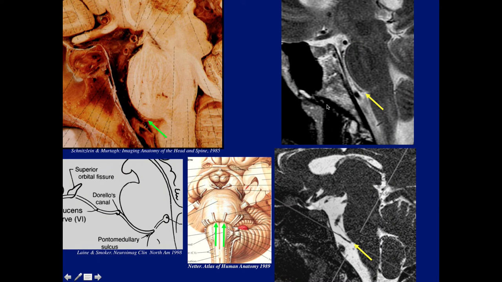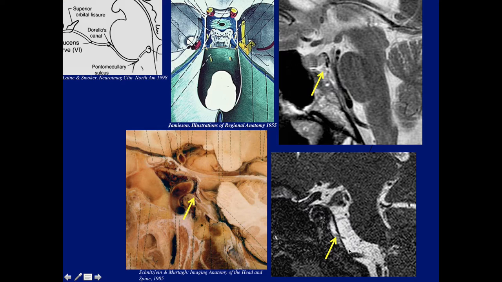We can also identify the sixth nerve on a sagittal MR. Again, on the specimen, the nerve is vaguely seen here coming out of the pontomedullary junction, just like in this diagram over here. But notice that we can see it on a sagittal T2. Here's the sixth nerve traveling superiorly, and here it is again traveling towards the Dorello's canal. And we can actually see in the specimen, this is the sixth nerve within the Dorello's canal.